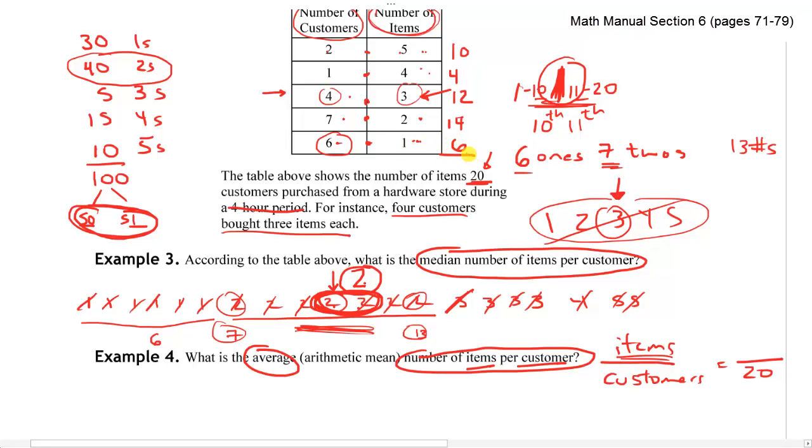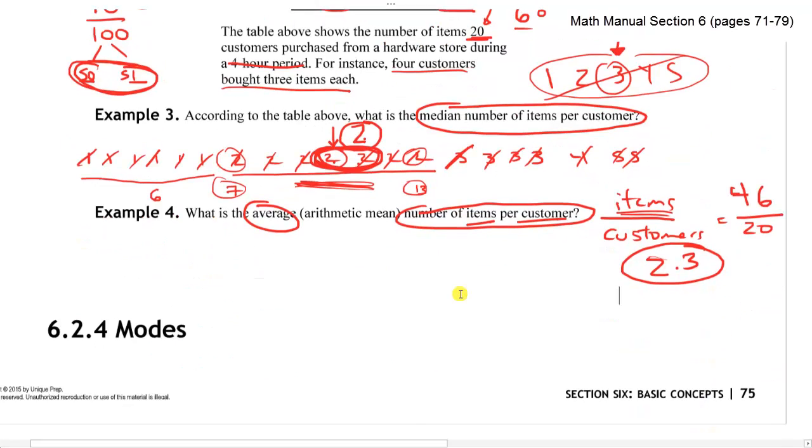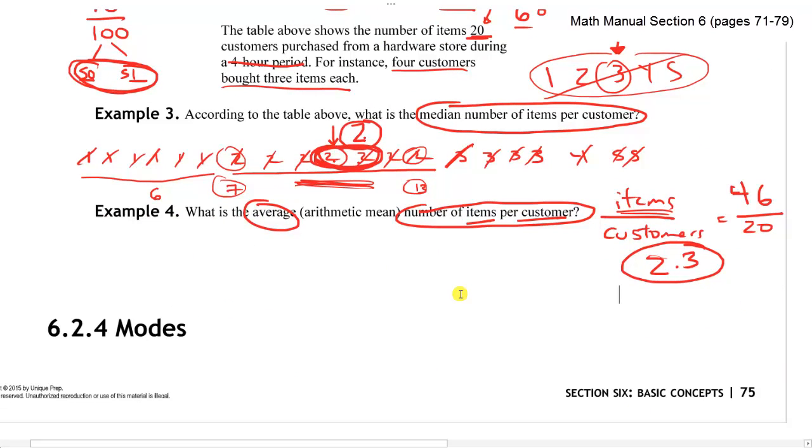I'm going to add all of those up. I'm going to use my calculator so I don't make any careless mistakes. 10 plus 4 plus 12 plus 14 plus 6 equals 46. So that goes here in my numerator, 46 over 20. 46 divided by 20 comes out to 2.3. That is my average number of items per customer. So that is it for medians and averages.